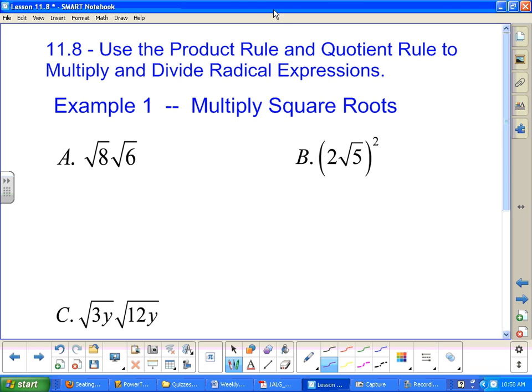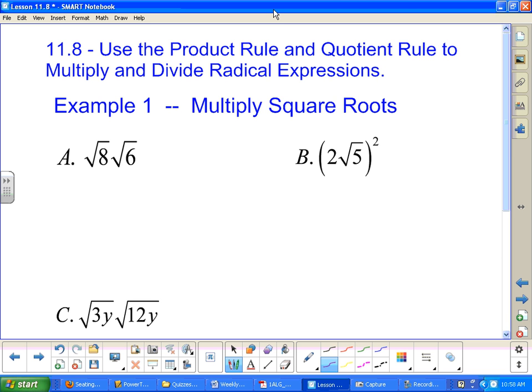So we're going to do lesson 11-8. The first part of it, we're going to go through the first 3 examples today. And we're just going to do the multiplication part of the radical expressions. And then tomorrow we're going to do the division part. So we're going to be using the quotient or the product rule quite a bit today then.